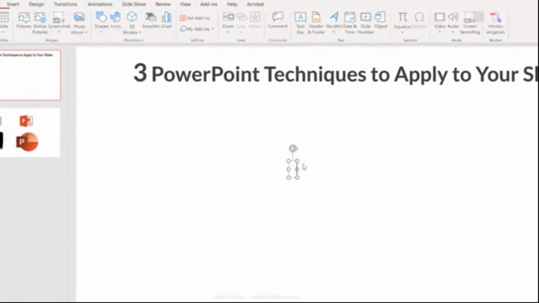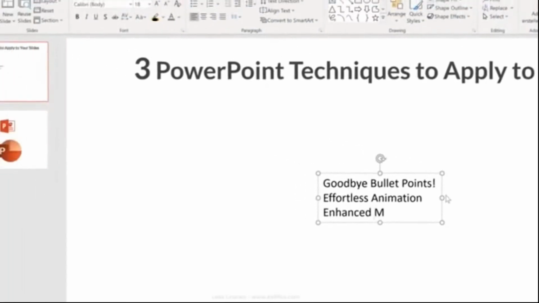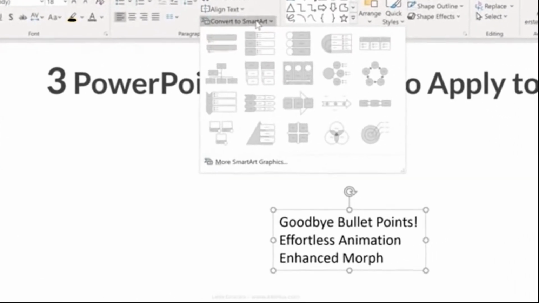Insert a text box first. And then, without worrying about formatting, I'm just going to type in the text that I want. So here I'm going to add the agenda for today's topics. Now all I'm going to do, go to the Home tab and click on Convert to Smart Art.